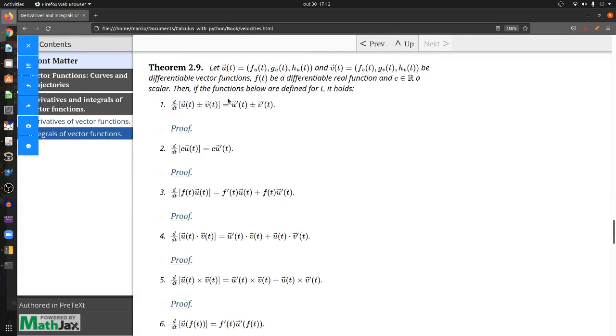Oversimplifying, we can say that the derivation rules for vector functions are the same as the derivation rules for single variable functions, with some form of the product rule for the inner product, and for the vector product of two vector functions. Check out the theorem in the interactive book for more on this.